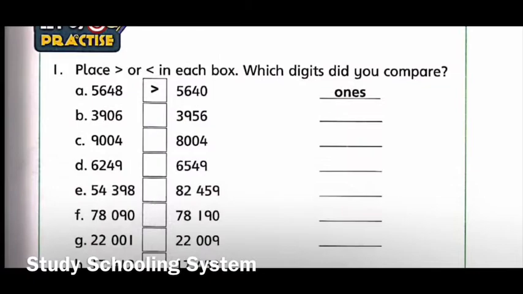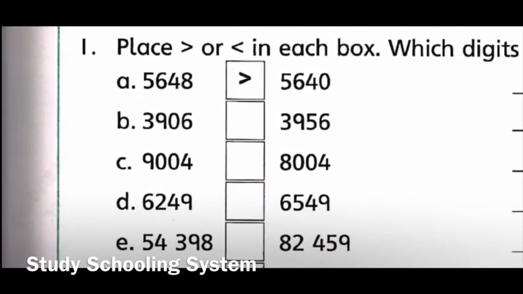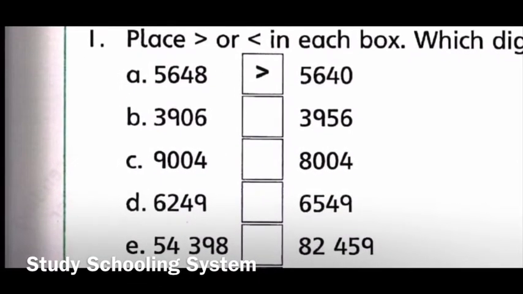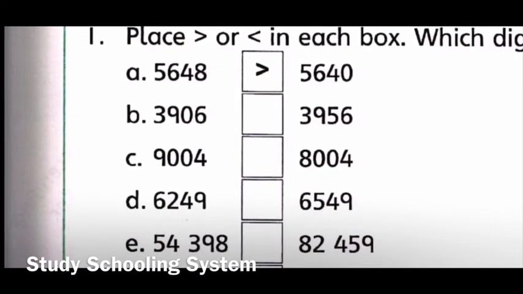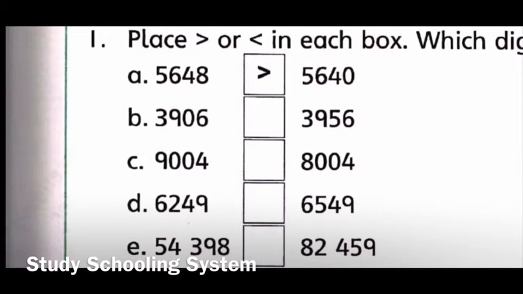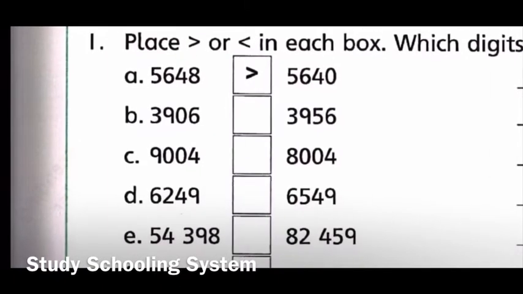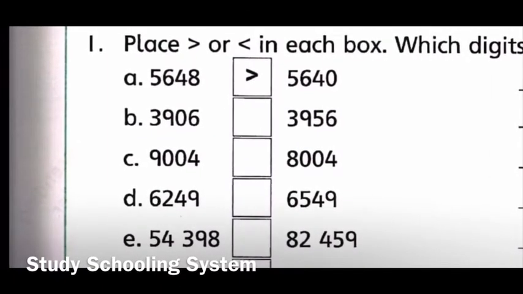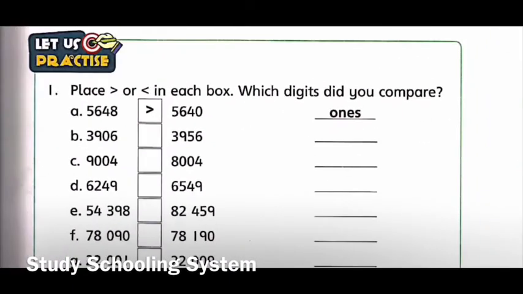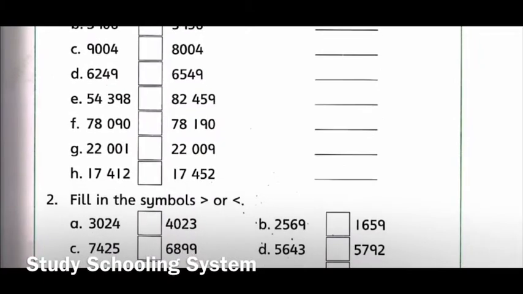Good job. Now let's do part C. 9004 and 8004. Which number is greater? Yes, the one on the left side. Why? Because of the thousands place value. Good job. 9 is greater than 8. So we will put the sign facing the left side, which is greater than. So 9004 is greater than 8004, and in the blank we will write thousands. Good job. Now you can do the rest of the parts yourself.